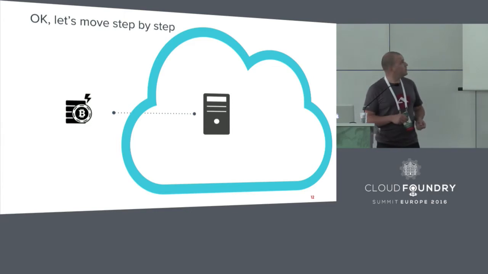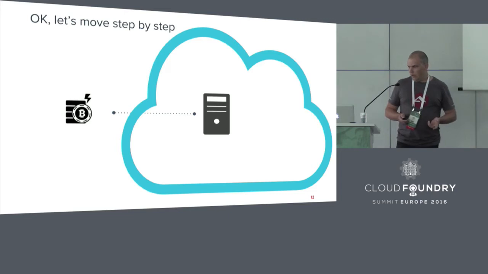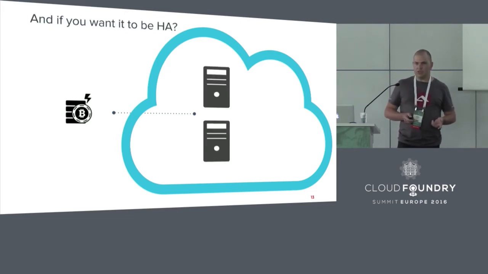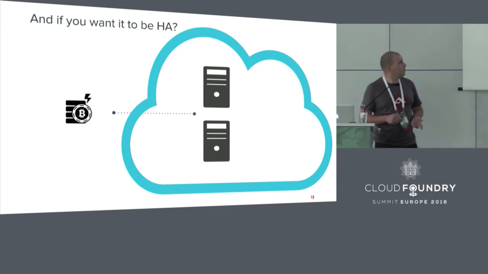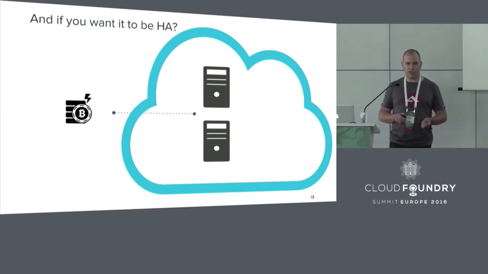We have a device connected to a virtual machine or a container. And in some cases, we need to have high availability for this device. And how will we implement it in AWS or in Cloud Foundry? We will have an application provisioned, and we will have a daemon running in this application, listening for incoming connections all the time.